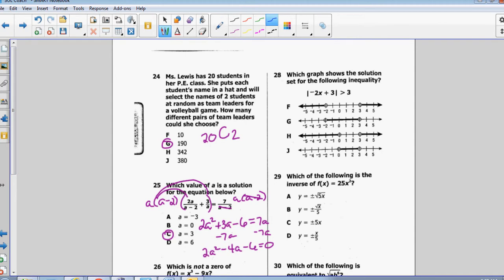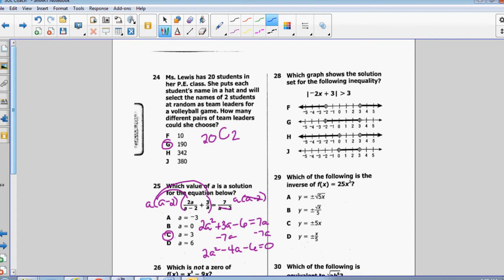Okay, 28, which one shows the solution set for the inequality? So we actually want to solve this inequality. I think we have a little bit of space up top here we can use. So when you have the absolute value already isolated, then one of your inequalities looks just like the one you're looking at. Negative 2x plus 3 is greater than 3. And then the other one is negative 2x plus 3 is less than, and you take the opposite of 3, so that's negative 3. Then we're going to solve, so the first one I'm going to subtract 3 from both sides, and I get negative 2x is greater than 0.